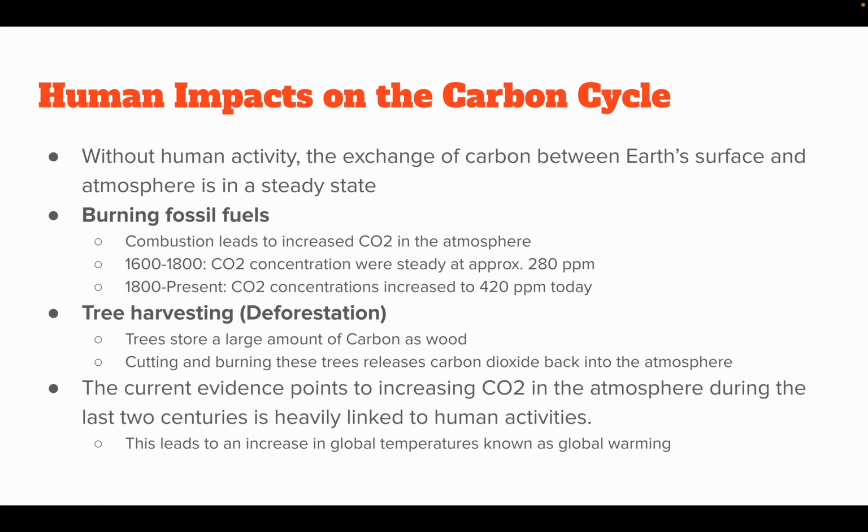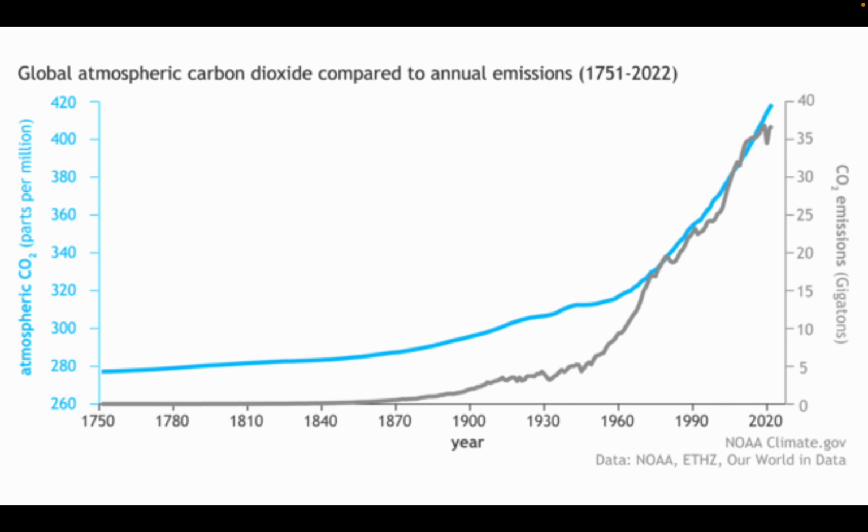So this leads to an increase in global temperatures known commonly as global warming. Climate change and global warming are not the same thing, but they are intertwined with each other. And we can see here a diagram demonstrating the relationship between carbon dioxide emissions over time, going from 1750 up until modern day. We're seeing that the amount of carbon retained in the atmosphere is increasing as the amount that we release is increasing as well.